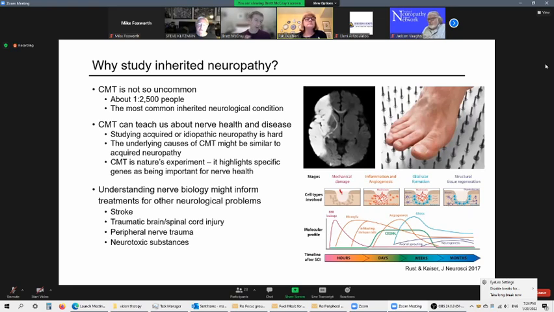Another idea that comes from this is that in general, we don't really have good ways to treat nerve damage in any way, whether it's in the nerves or the spinal cord or the brain. We know some of the things that happen and cause death of neurons and brain cells, et cetera, but we don't really have any way to fix that. And so the hope is that studying CMT can also help people that have nerve problems beyond peripheral neuropathy.